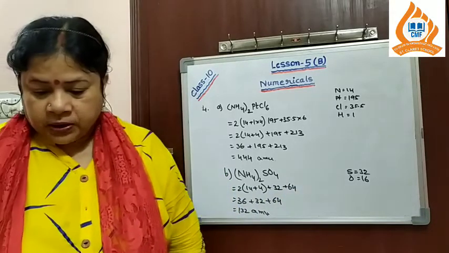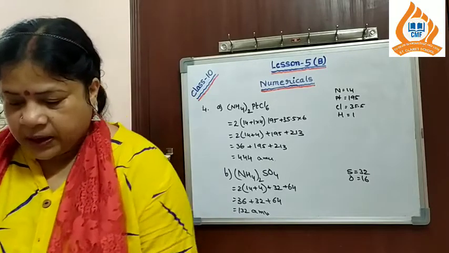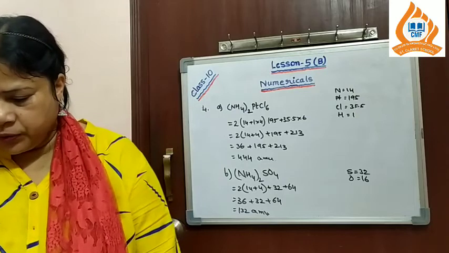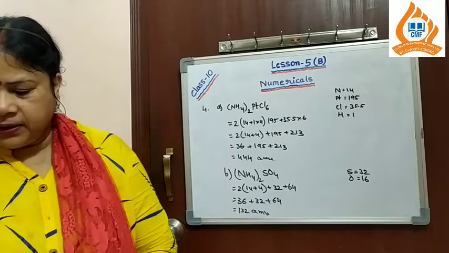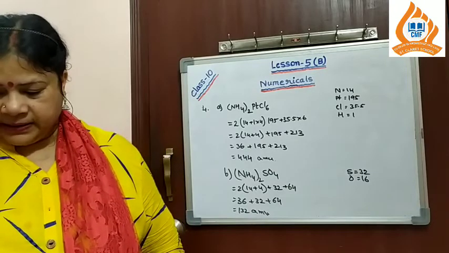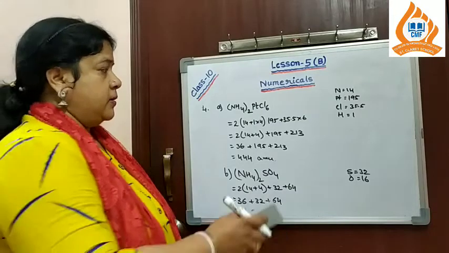Let us go to the next, number 5. Number 5 also has many parts, so I am going to solve one or two for you. Question number 5: find the number of molecules in 73 grams of HCl. So first we have to find out the molecular mass of HCl.